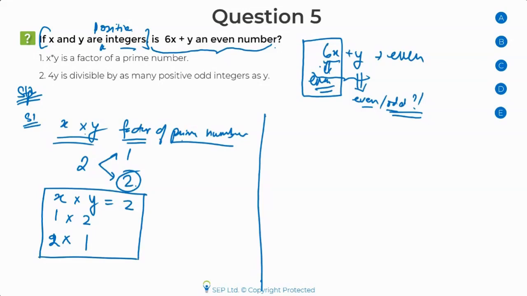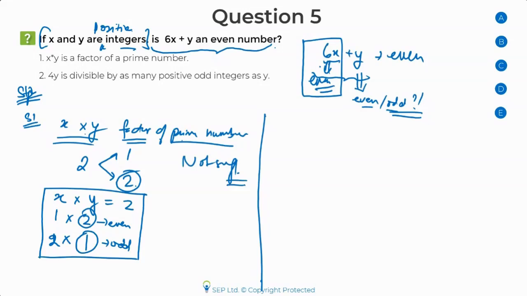So I can see there's one case where y is even, and there's another case where y is odd. And since I'm getting two contradictory answers, that is why I'll say statement 1 is not sufficient. I hope this is perfectly clear, guys, and there's no doubt in this statement.